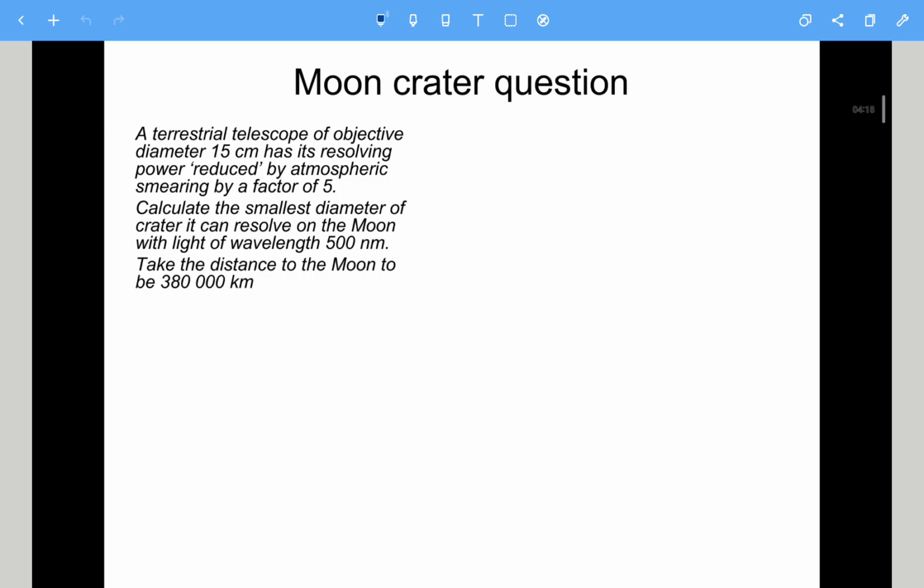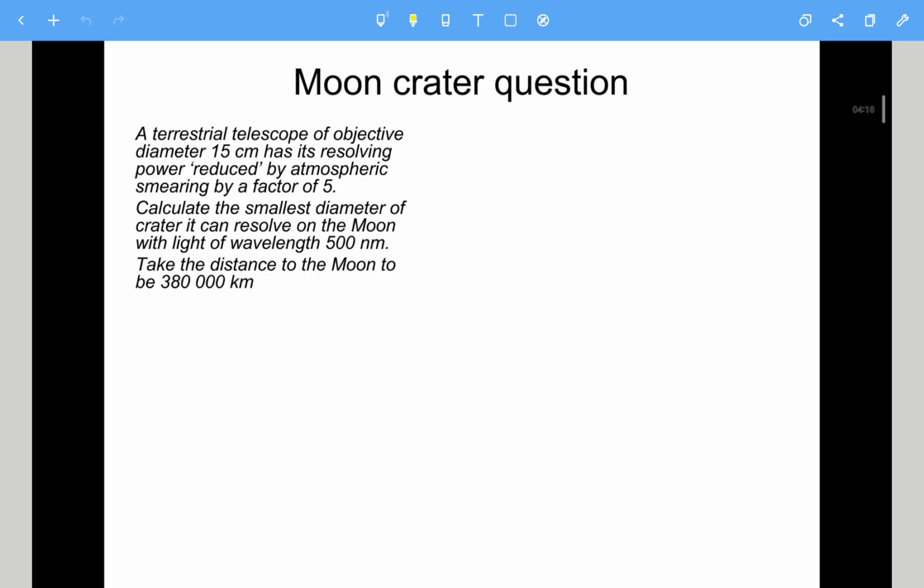This one, the moon crater question, is a very typical exam style question. There's bits of this that I've not explicitly shown you how to do, but I'm going to let you have a go at it. So obviously pause and attempt it. I will tell you that you will need to use an equation from further mechanics in physics. All right, I'll take you through the answer.